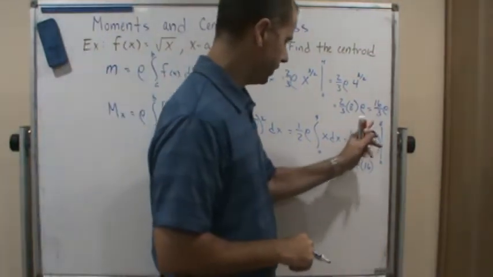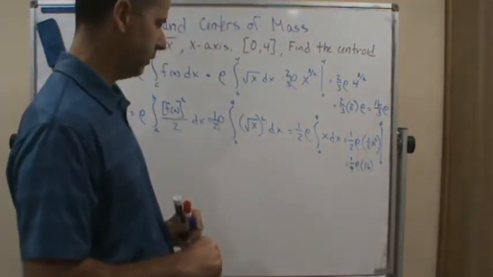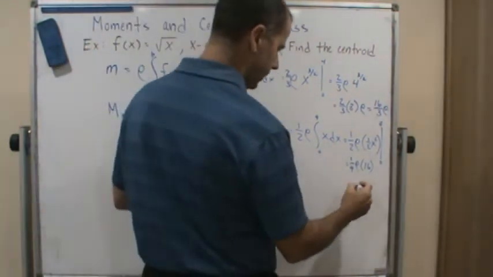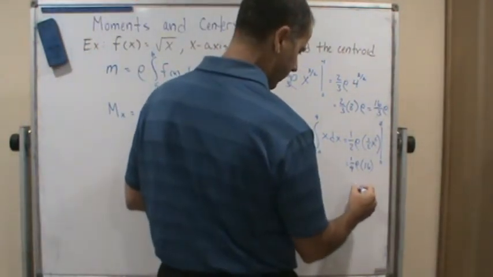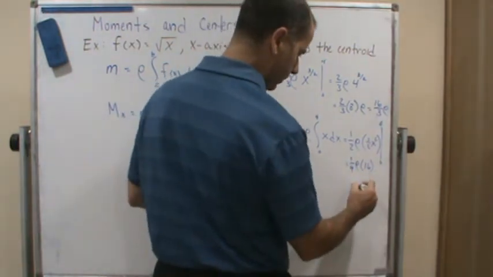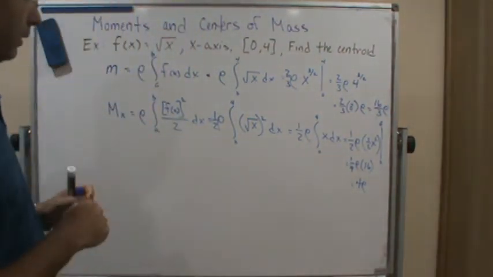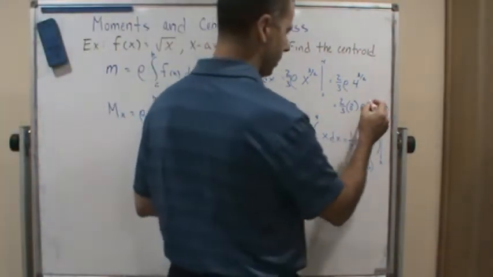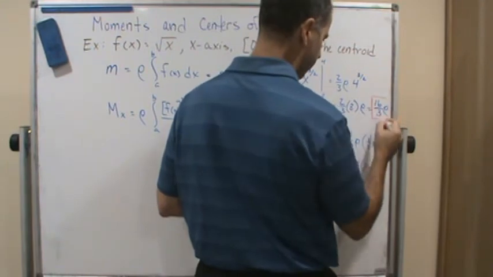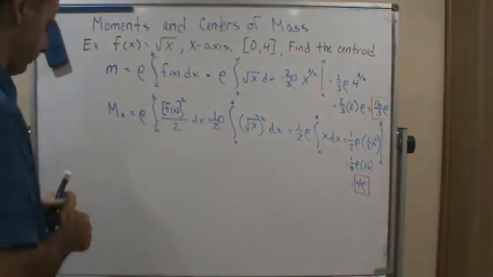And of course, we're just going to subtract off 0 because the whole thing is just going to be 0 evaluated at 0. And so what does this moment become? Well, this moment becomes 16 divided by 4. So this is going to be 4 times rho. Okay? So we've got our total mass. We've got our moment with respect to the x-axis.